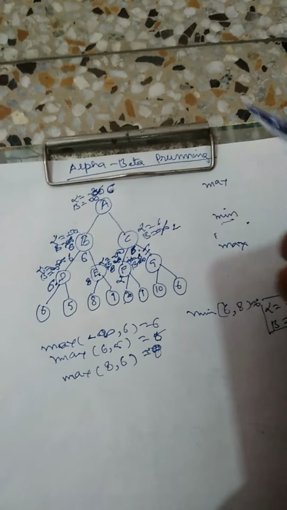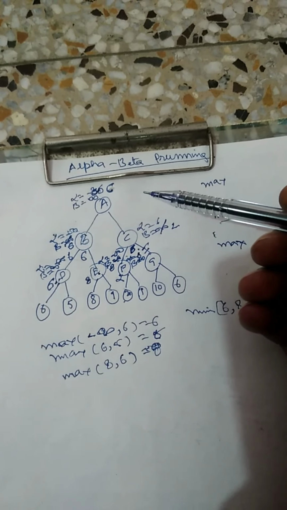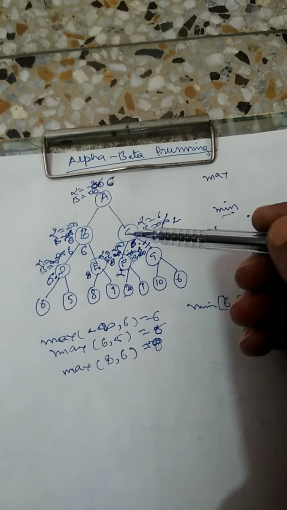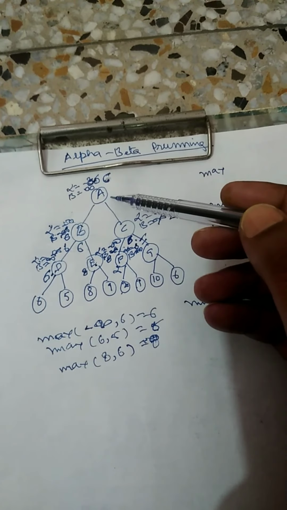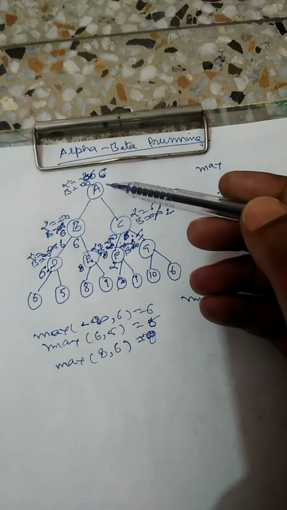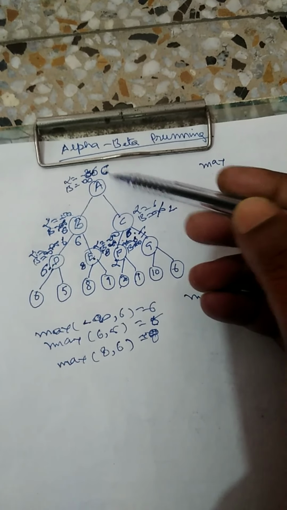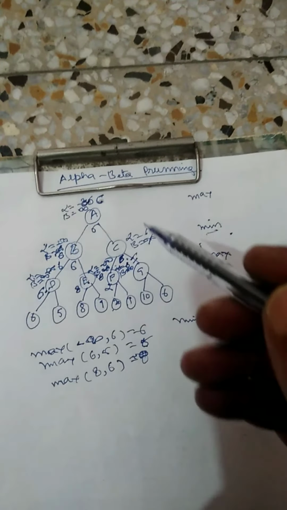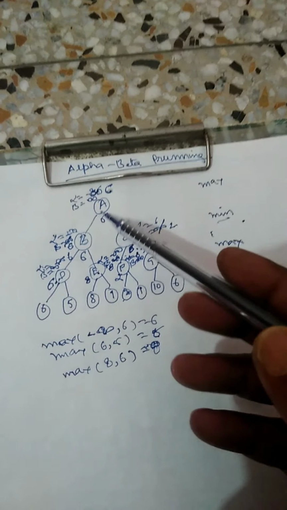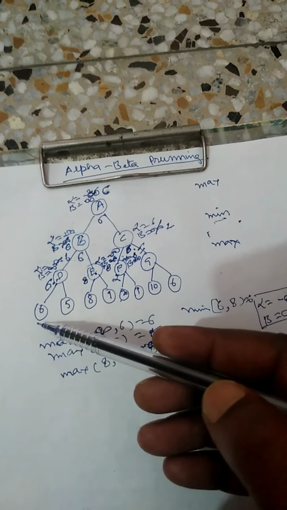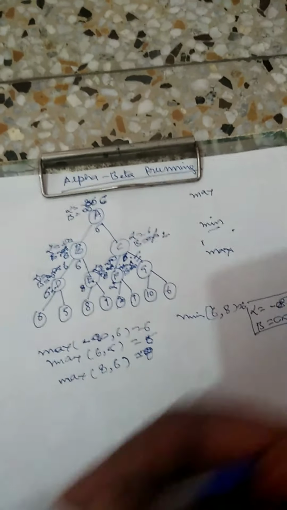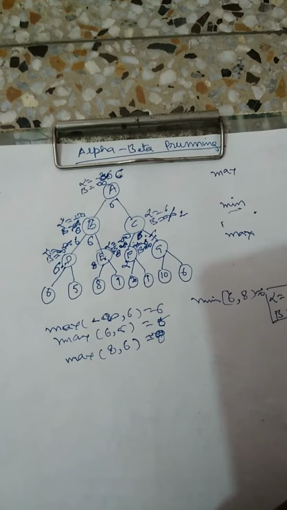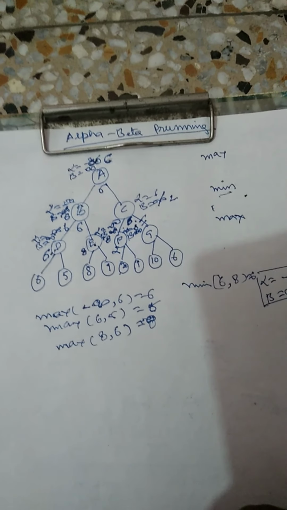Now we move forward. It already has the value 6 and 6, so the final answer is 6. So this path A, B, D and 6 is the optimal path, in which some of the nodes are pruned and time is saved. This is about alpha beta pruning.